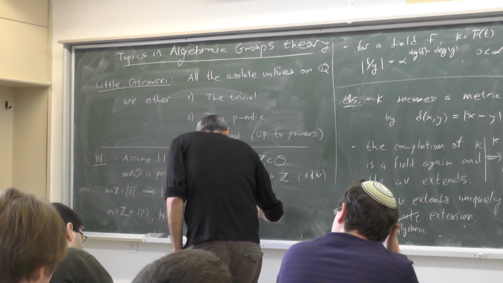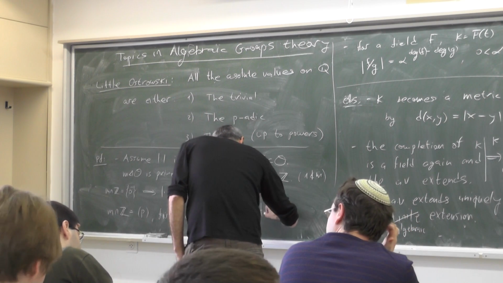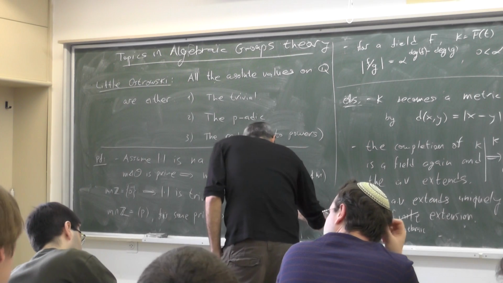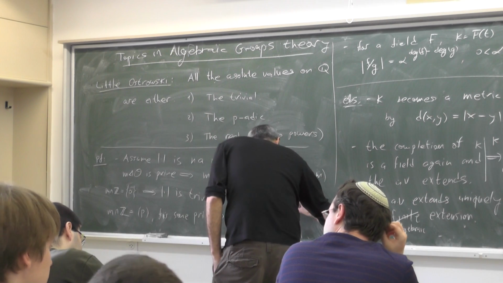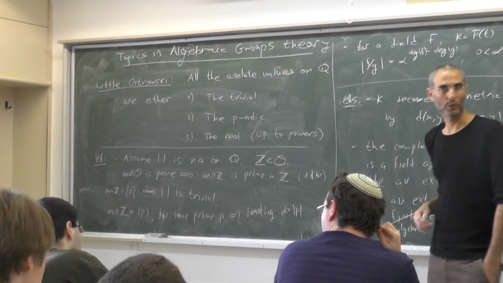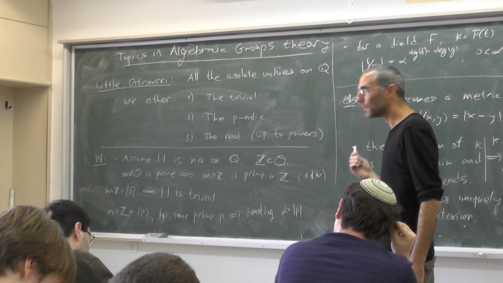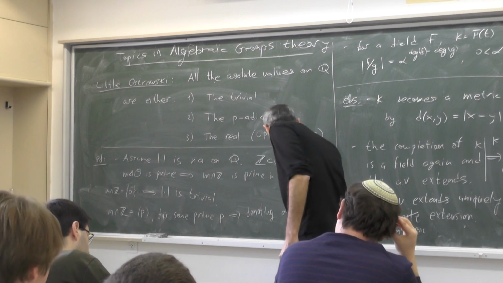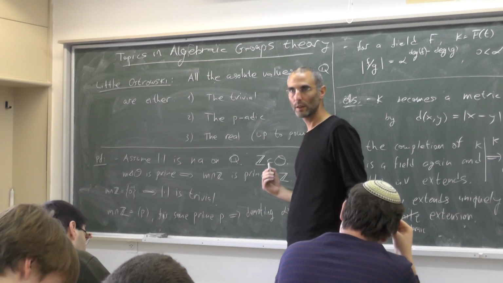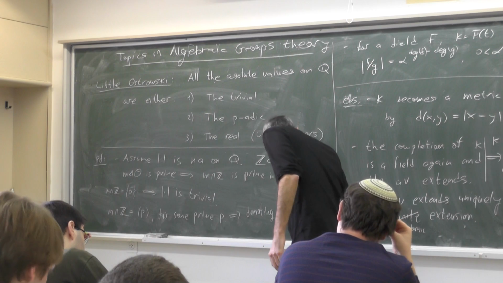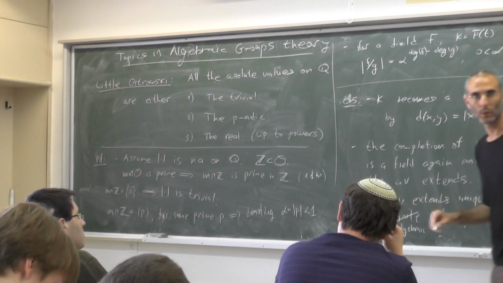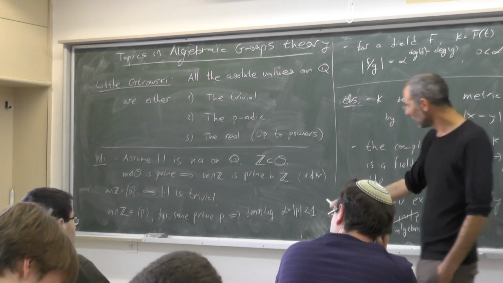So in that case, if we denote the absolute value of this P, the generator of the ideal, by alpha, and this is an element of M. So this is something which is in O, so it's less or equal than 1. Slightly less than 1, because it is in M.